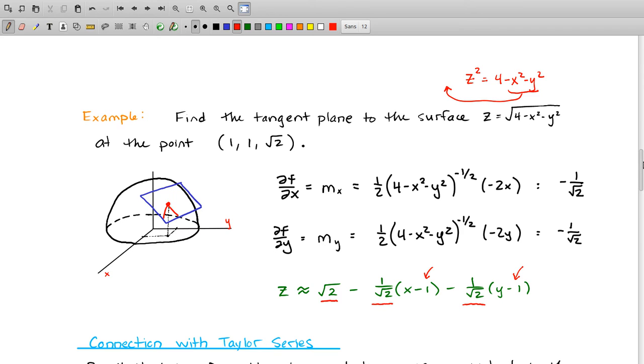Now the reason I like this form and have just used it, rather than constructing cross products and making you go through construction of cross products, is that this form is very closely related to an even more important concept than cross products. And that is Taylor series.